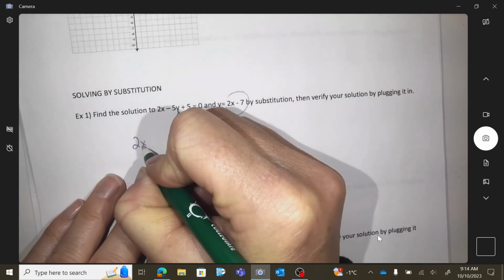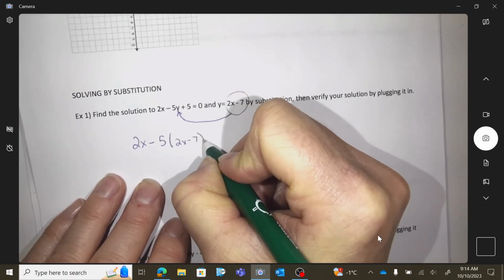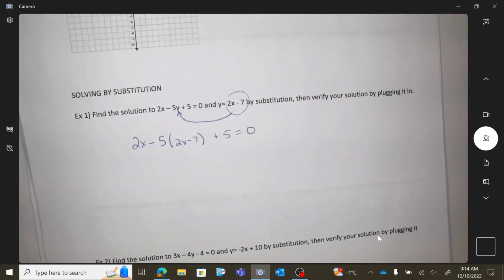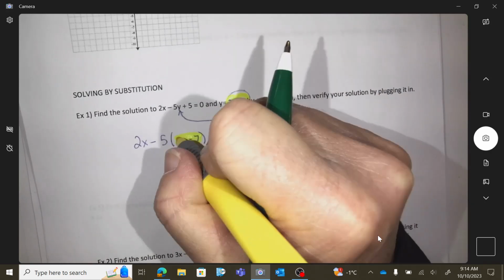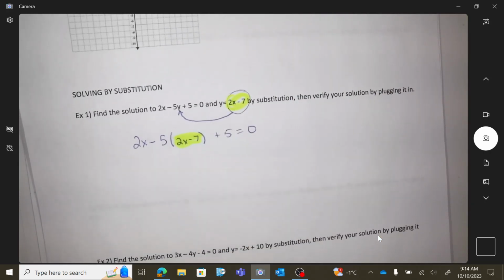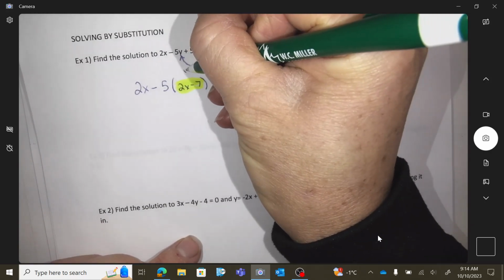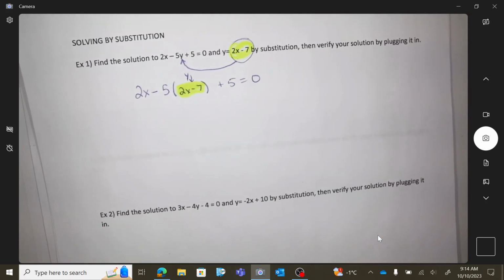Okay, so 2x minus 5 times its replacement. That is me substituting in. Instead of writing y, I wrote its equal partner. Okay, and that's always a property in math, where if you have an equal partner, you can replace it.